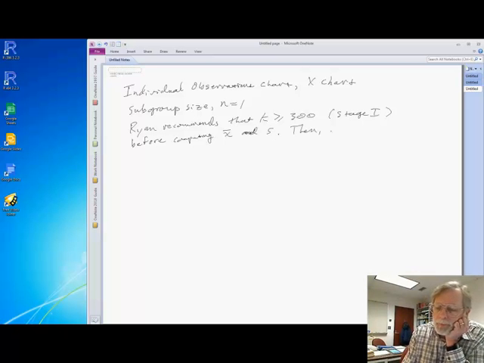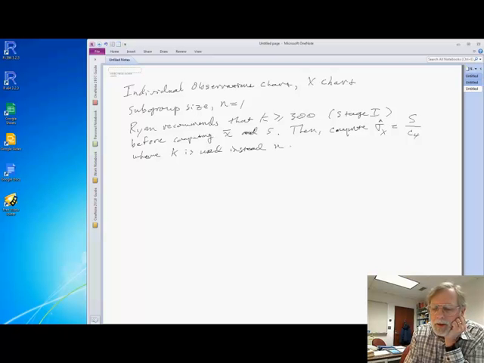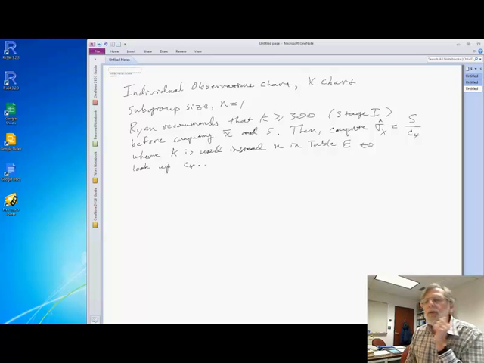Then compute sigma x hat with S over C4, where K is used instead of N in Table E to look up C4. You still have a bias correction that you need to perform.